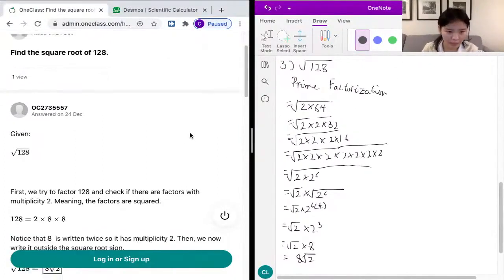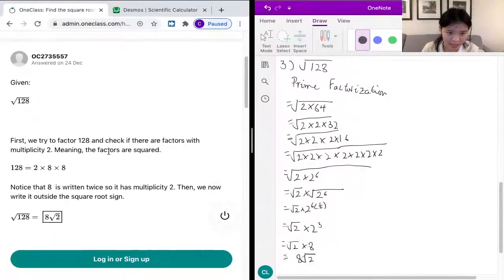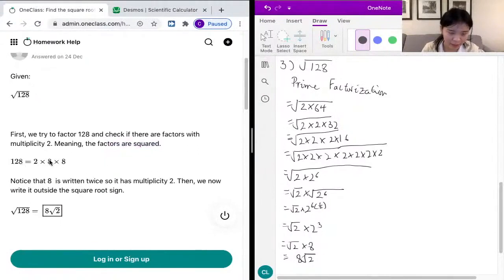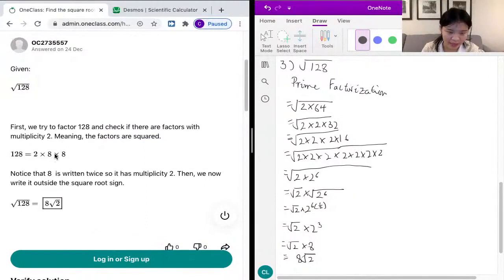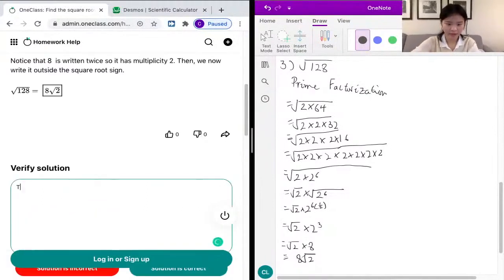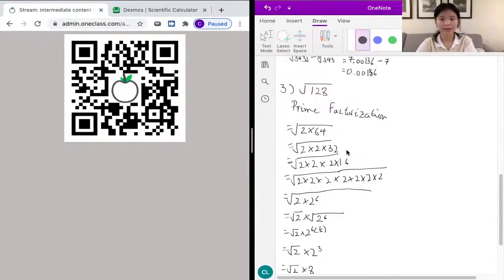Okay, let's look at our sample solution over here. So yes, they're also trying to factor 128. They just directly went with 8 times 8 when they have the 64 over here, and their final answer is 8 root 2. That's perfect. So the solution is correct. Okay, now let's move on.